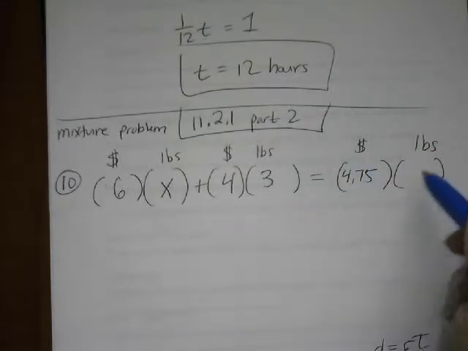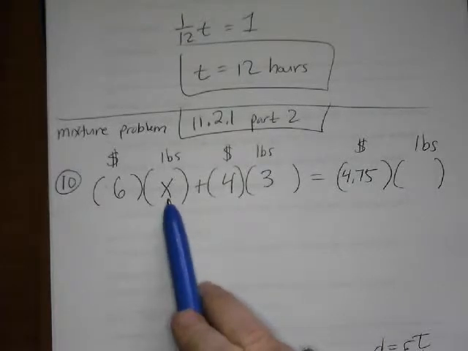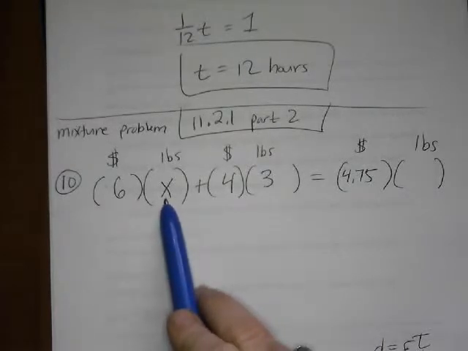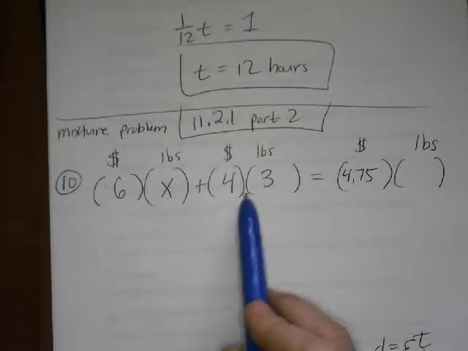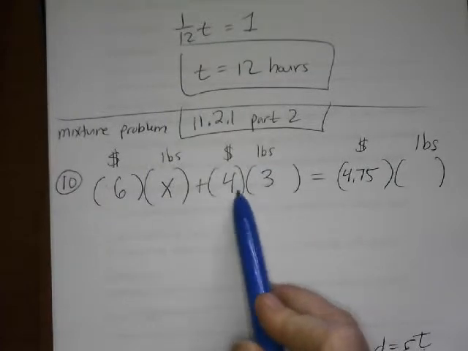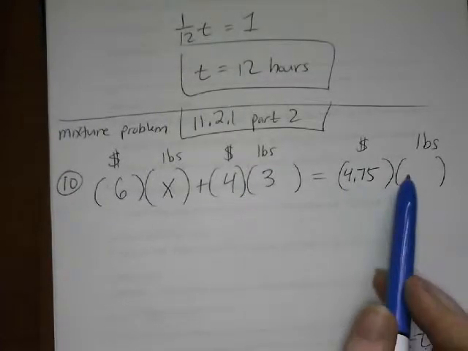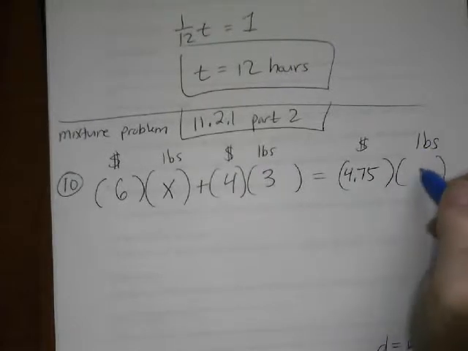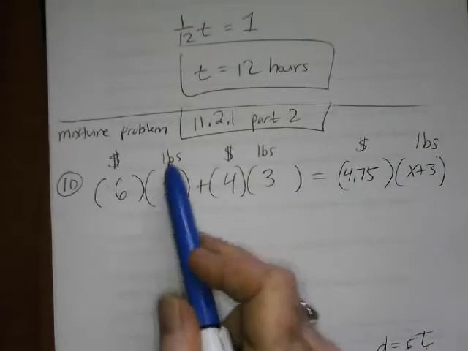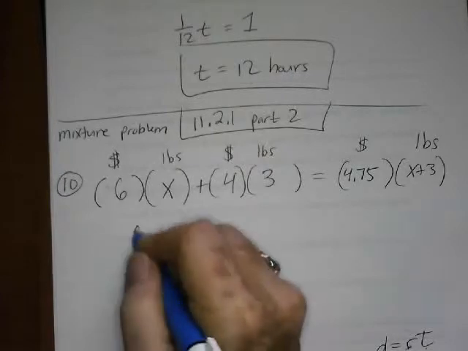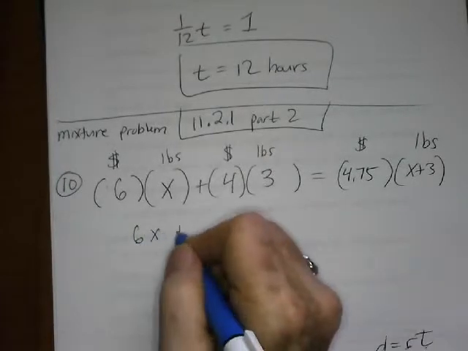And how many pounds are there going to be? Well, there's going to be however many pounds I dumped in of the $6 coffee, plus the 3 pounds I had of the $4 coffee. So it's really going to say X plus 3 right here, because these are the pounds. So now we got that. That's the hardest part. Now it's just algebra time.